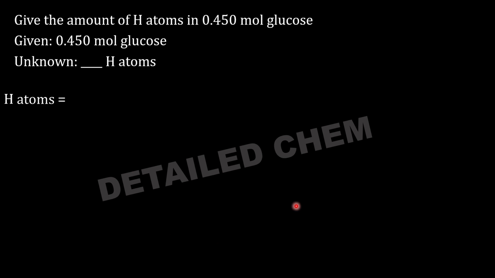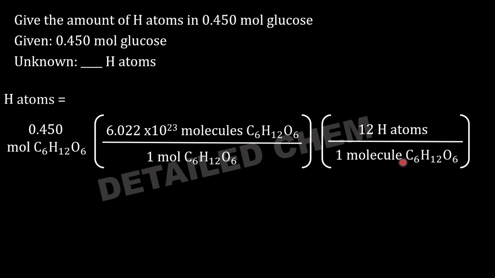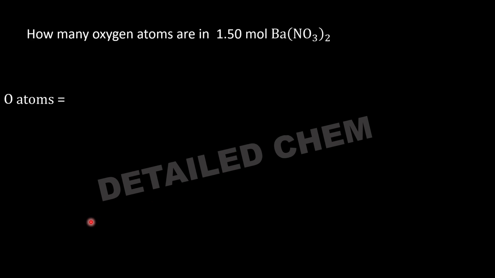But we can also solve just like this, alright? So 0.450 mole of glucose multiplied by this relationship, 1 mole of glucose is equal to 6.022 times 10 to the power of 23 molecules of glucose. Then multiplied by 1 molecule of glucose is to 12 H atoms. So we need to cancel the units, okay? Just remember that we can cancel units from numerator and denominator, okay? So calculating, we have 3.252 times 10 to the power of 24 H atoms, okay?